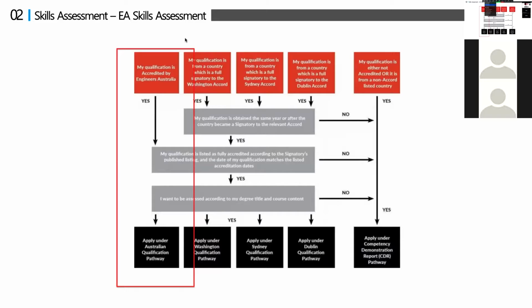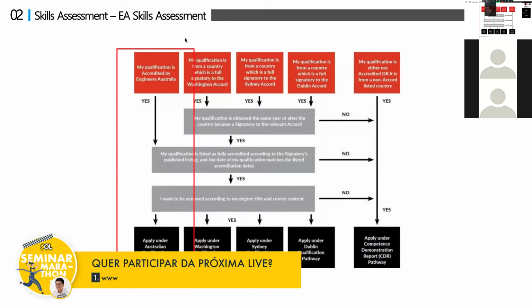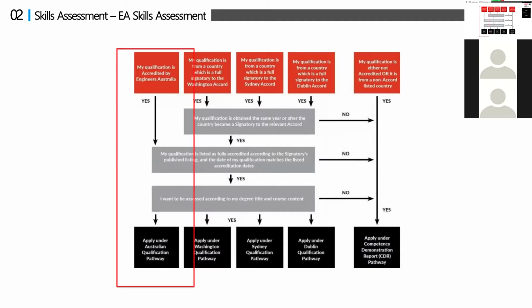Your course is already accredited by Engineers Australia, then you can simply use your qualification and transcript to apply for the skill assessment. Then I'm definitely sure you will get a positive outcome from the EA. Okay, let's move to the next.